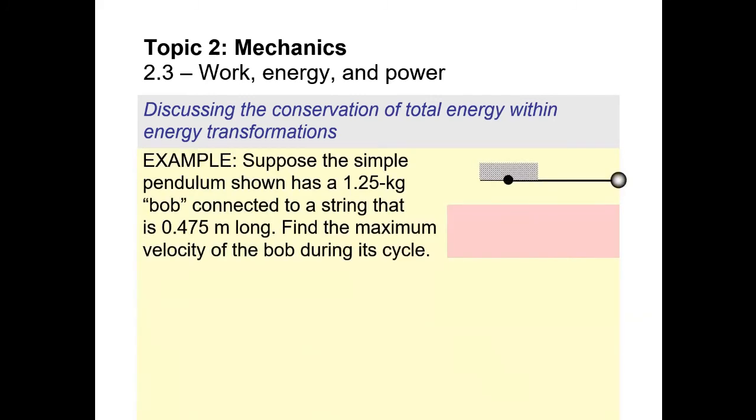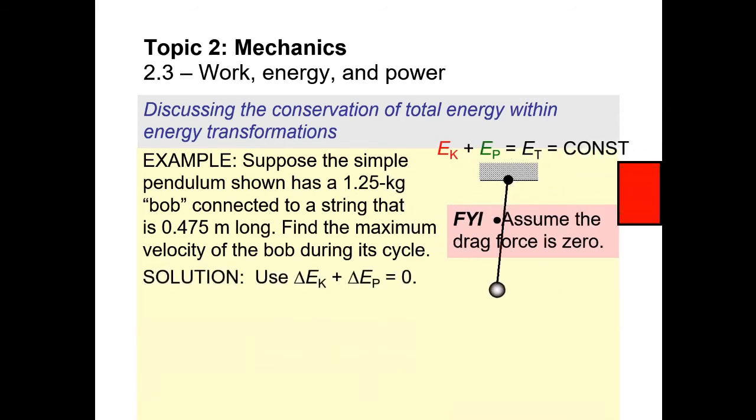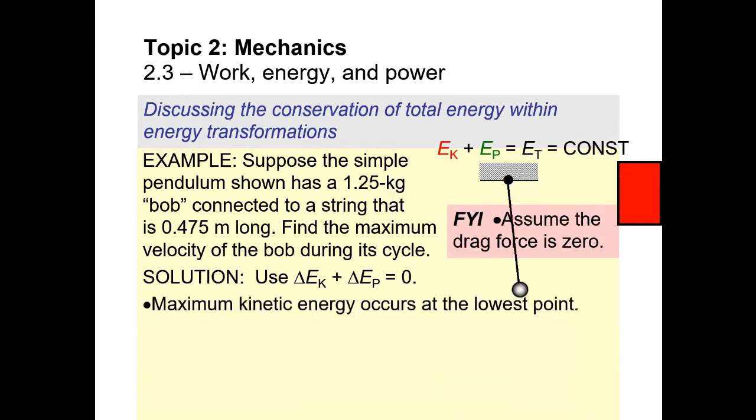Suppose a simple pendulum shown has a 1.25 kilogram bob connected to a string, with a height of 0.475 meter. Find the maximum velocity of the bob during its cycle. Assume the drag force is 0. Ek plus Ep equals Et, and we utilize the conservation of energy formula. Maximum kinetic energy occurs at the lowest point. When the bob reaches the lowest point, or equilibrium, the kinetic energy is max.